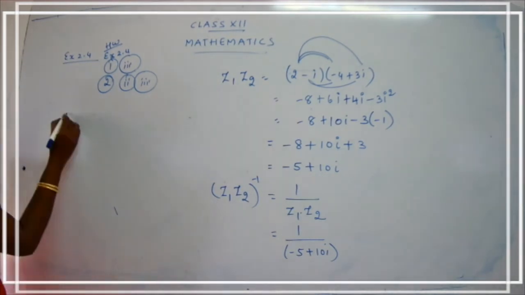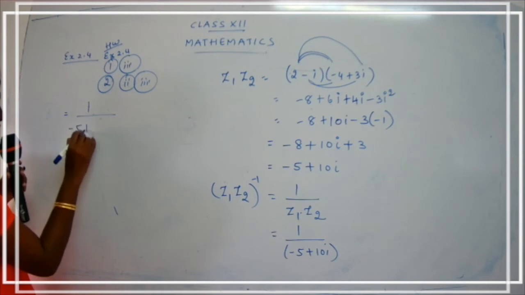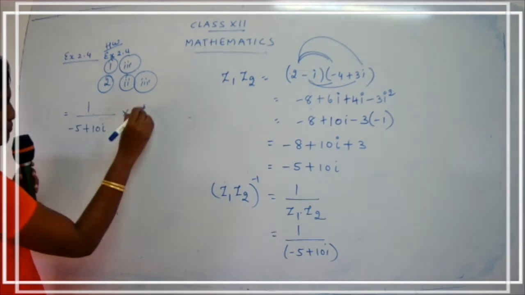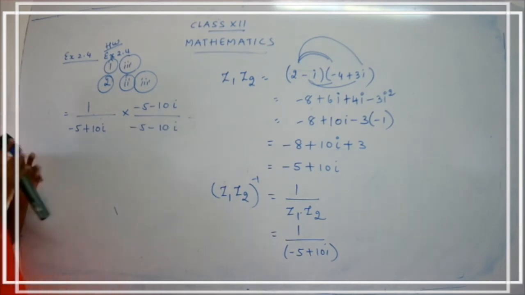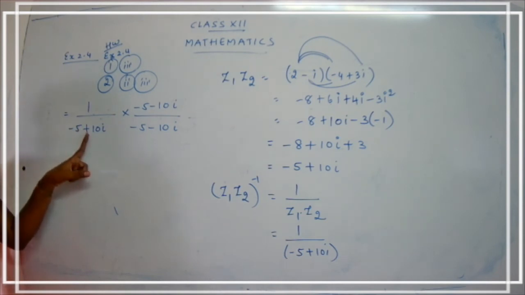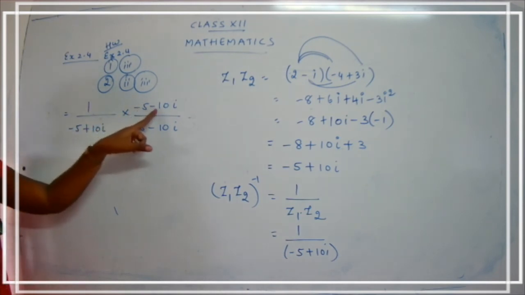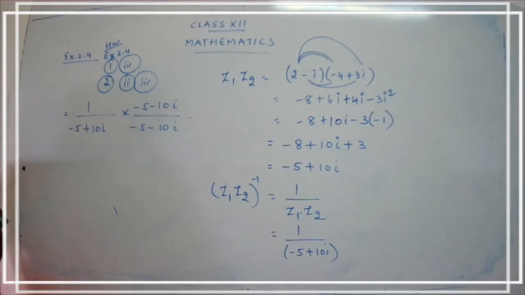So you get 1 upon minus 5 plus 10i into minus 5 minus 10i upon minus 5 minus 10i. Do not change the sign of the real part. You are going to change only the sign of the imaginary part. That's plus 10i changes to minus 10i. I hope you are clear, children. Okay. Now let's go for the calculation. You try out the calculation, children. Multiply the numerator part and multiply the denominator part.